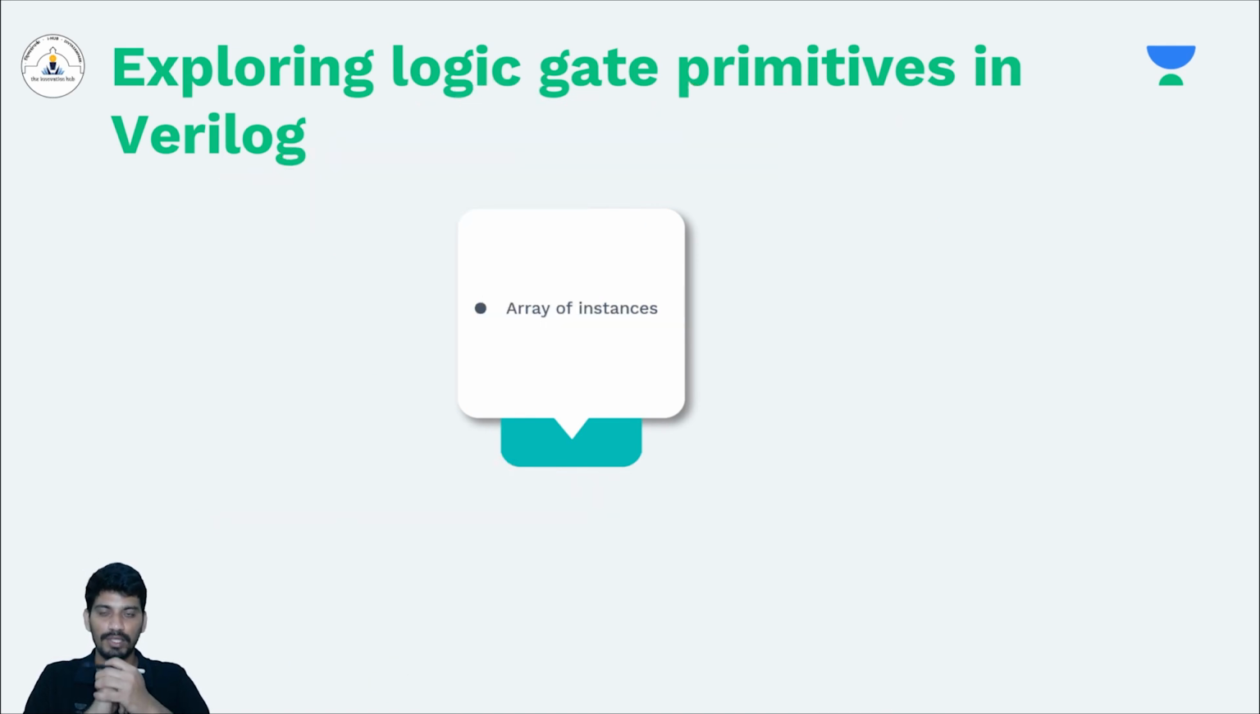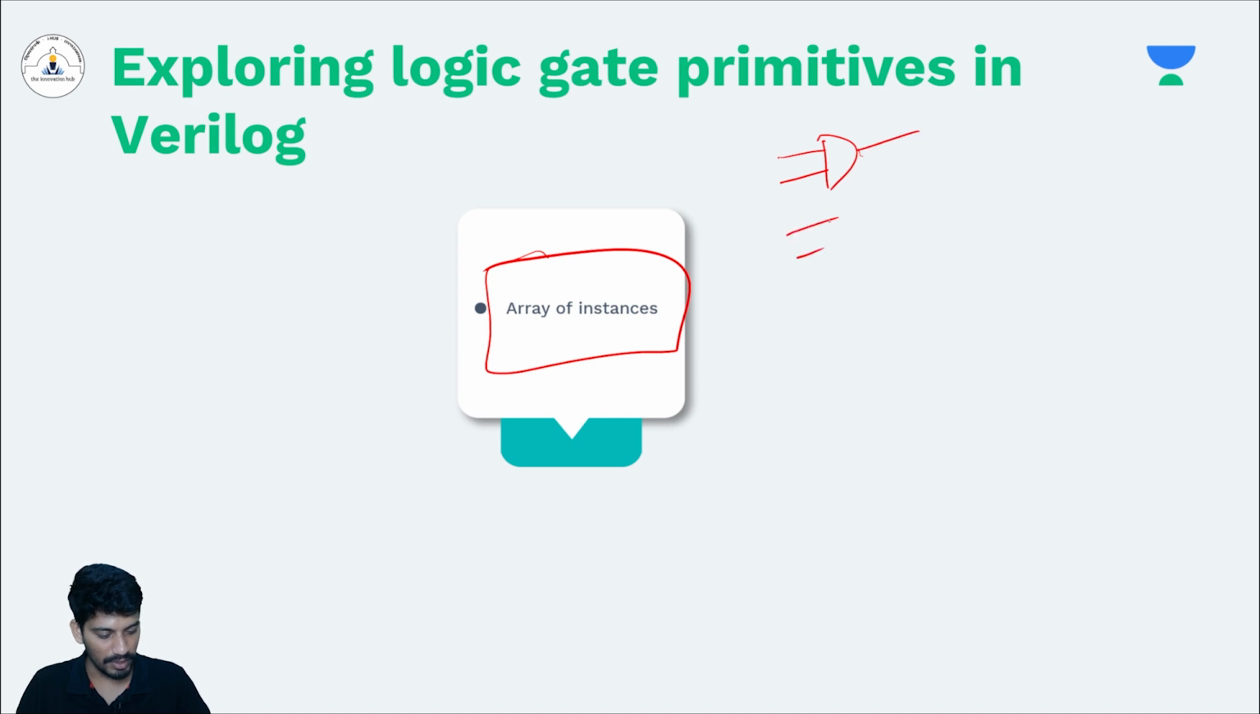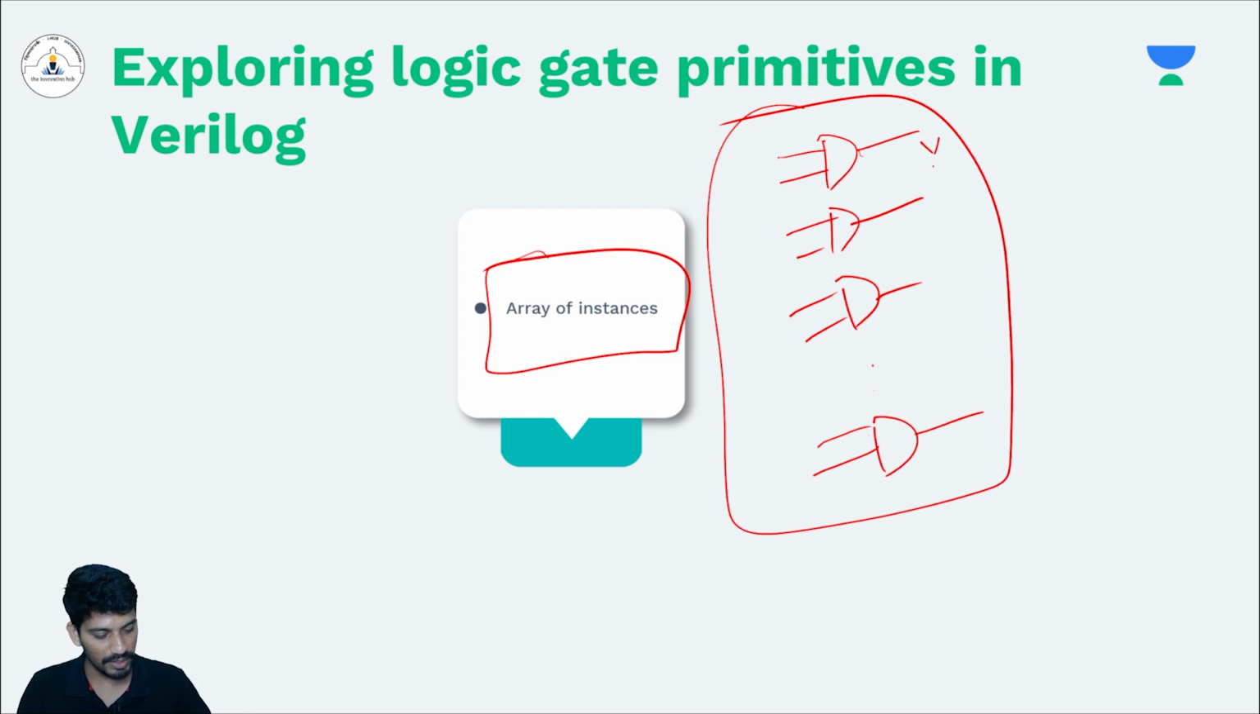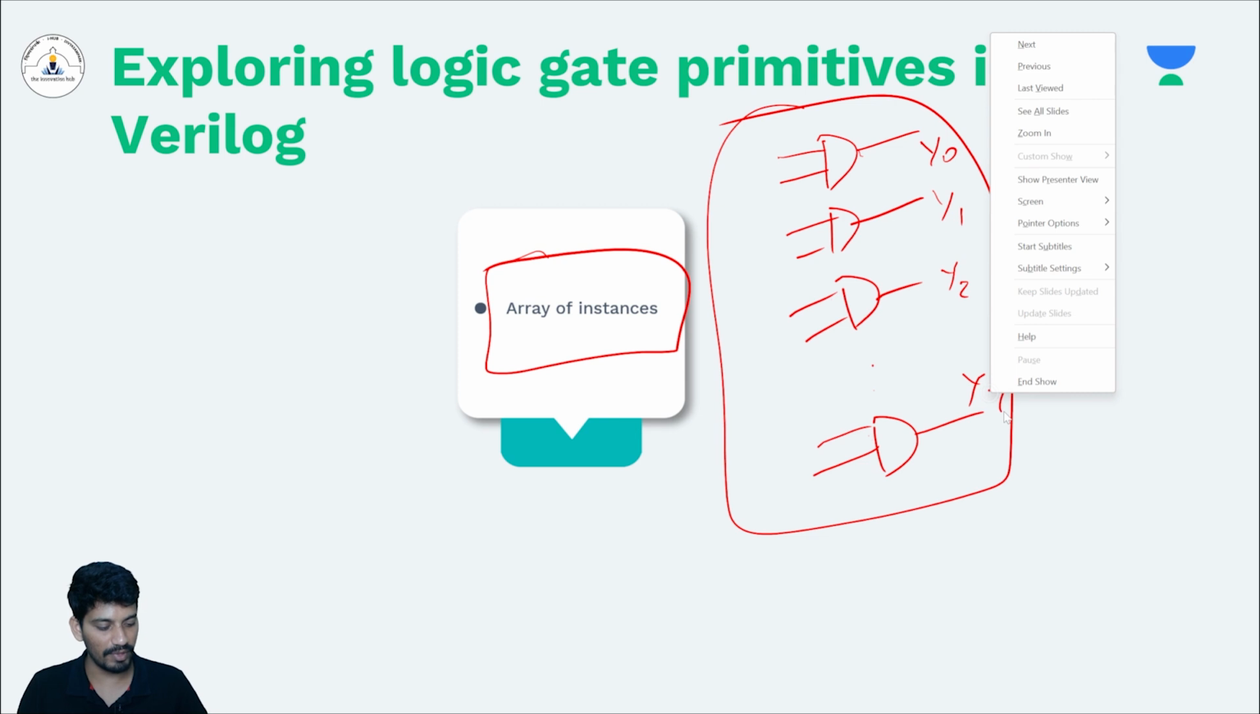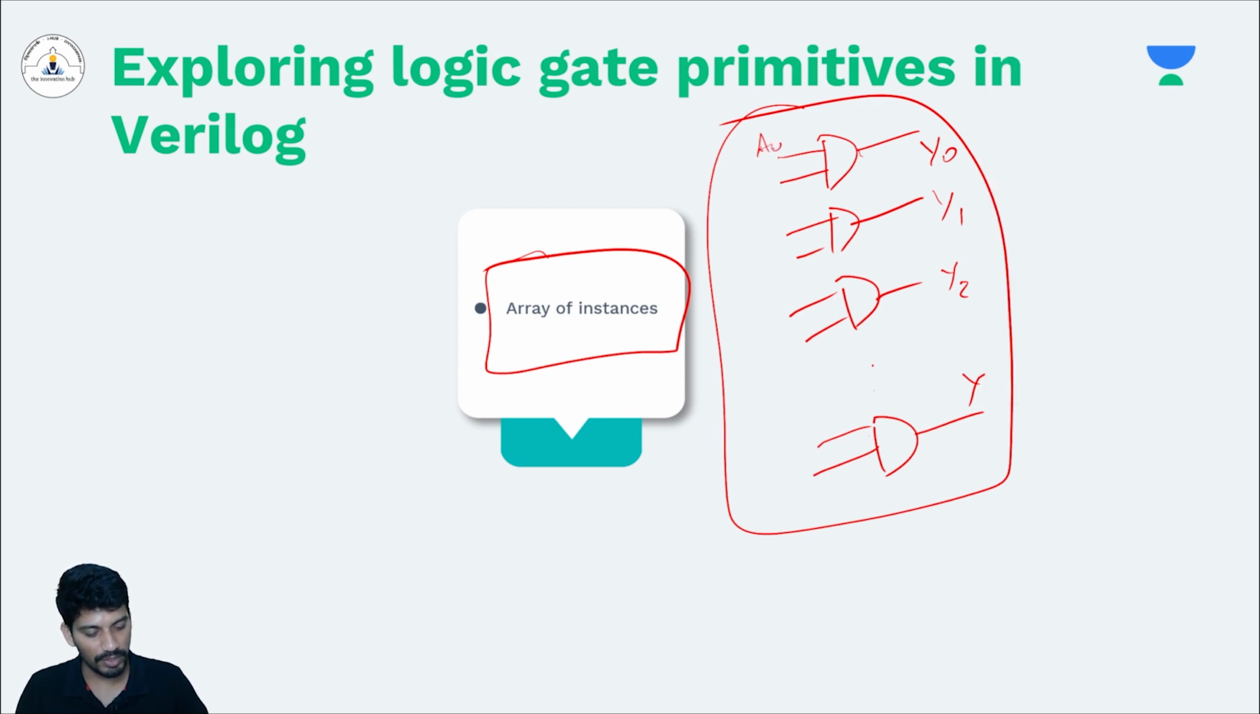So after seeing the different logic gates, let's see what this array of instances is. In many cases, you will require the same operation, let's say the same AND gate operation, multiple times. So in that case, let's say this is my output Y: Y0, Y1, Y2, so on up to Y7, and these are my inputs A0, B0, A1, B1. Similarly, it will go up to A7 and B7.